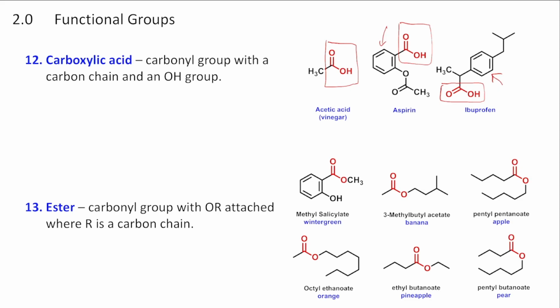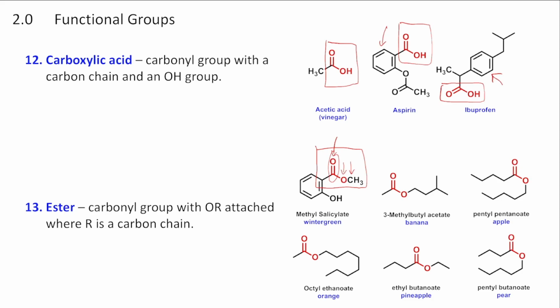Esters are compounds that smell quite nice, typically. They have a carbonyl group with an oxygen attached, which is attached to another carbon. So you can see right here, you have the carbonyl group attached to an oxygen, which is itself attached to another carbon. So you can kind of think of this as almost like an ether with a carbonyl group attached.